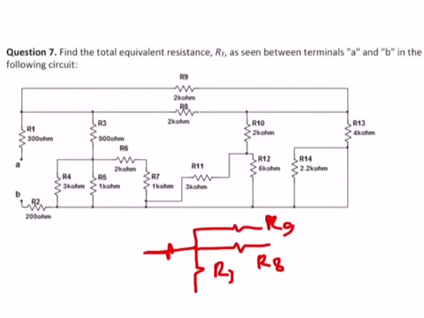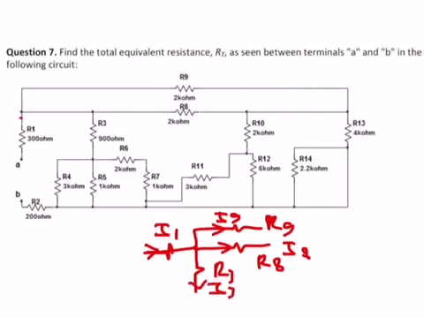Okay, so what I did here, I moved this node to here. Why is this exactly equivalent to this one? Let's apply KCL. You see that the current flowing here, which is I1, will be equal to I9 plus I8 plus I3. Okay, does the same apply here?